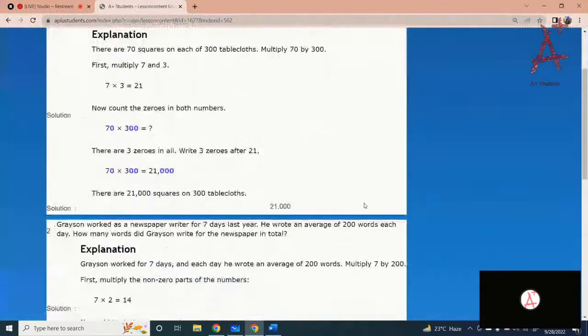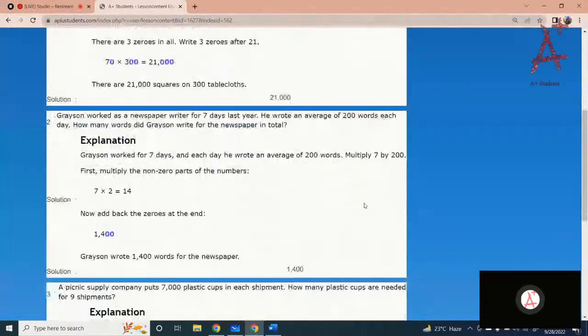Okay. The next one is Grayson worked as a newspaper writer for 7 days last year. He wrote on average 200 words each day. How many words did Grayson write for the newspaper in total? So you have to do 200 times 7, and we know that we just have to multiply the digits. 7 times 2 is 14, and then we have two zeros in all. Just add the zeros so it makes 1400.